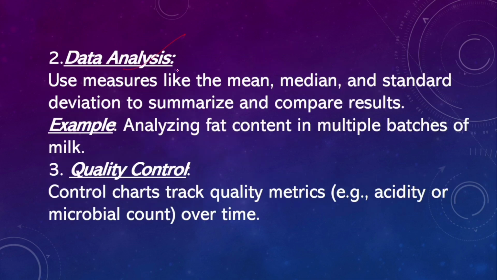Next is data analysis. It uses measures like the mean, median and standard deviation to summarize and compare the results. An example is analyzing fat content in multiple batches of milk. Next is quality control. Control charts track quality metrics. Example, acidity or microbial count over time.